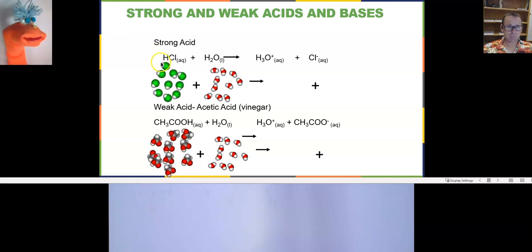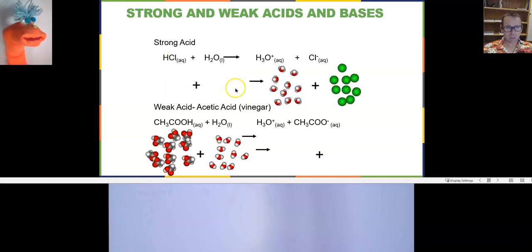If it's strong, that means that when it interacts with water molecules, all of the water molecules remove the protons, and the result is the same number of chloride ions as HCl's that I started with. The HCl completely dissociates, and all I have is chloride ions and hydronium ions, hydrogen ions, right? Or protons. Any of those 3 ways is fine to describe it.